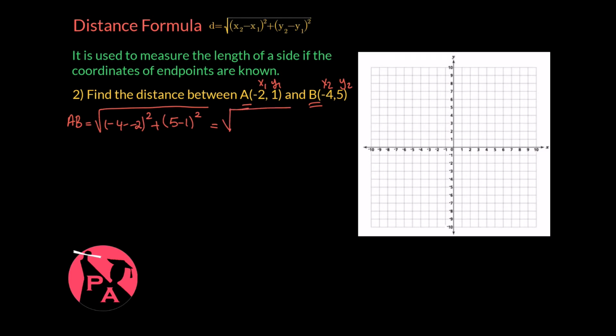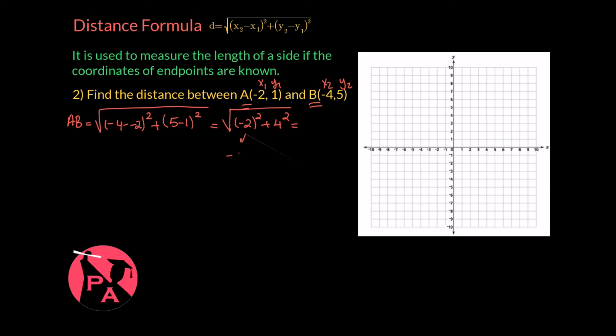Now time to simplify. -4 minus -2 is -2. Keep the parentheses around the number and then square it. Plus 5 minus 1 is 4. We square that one. So if we square -2, we get a positive number, because let's just talk about that a little bit.